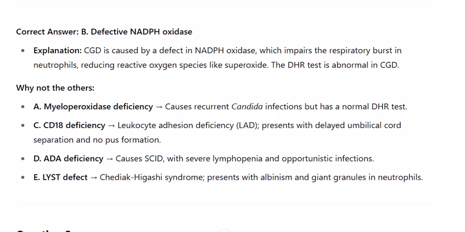Why not the others? A. Myeloperoxidase deficiency causes recurrent Candida infections but has a normal DHR test. C. CD18 deficiency, leukocyte adhesion deficiency, LAD, presents with delayed umbilical cord separation and no pus formation. D. ADA deficiency causes SCID with severe lymphopenia and opportunistic infections. E. LYST defect, Chediak-Higashi syndrome, presents with albinism and giant granules in neutrophils.